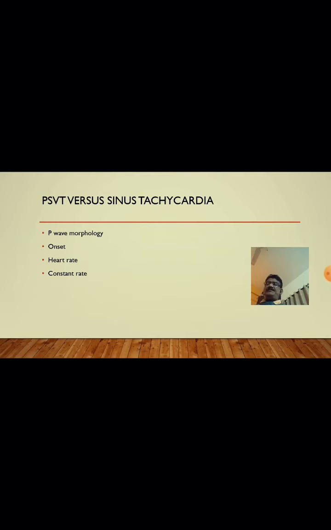So how do we differentiate paroxysmal supraventricular tachycardia from sinus tachycardia? The P wave morphology is normal in sinus tachycardia. The P wave morphology is not typical in PSVT. The onset is sudden and the termination is sudden with PSVT, whereas the onset is gradual in sinus tachycardia. You see a heart rate in the hundreds in sinus tachycardia; maximum it can go to 220 minus age. PSVT heart rates in the 200s are quite common. The heart rate is constant in the tachycardia phase in PSVT, whereas it is variable in sinus tachycardia.